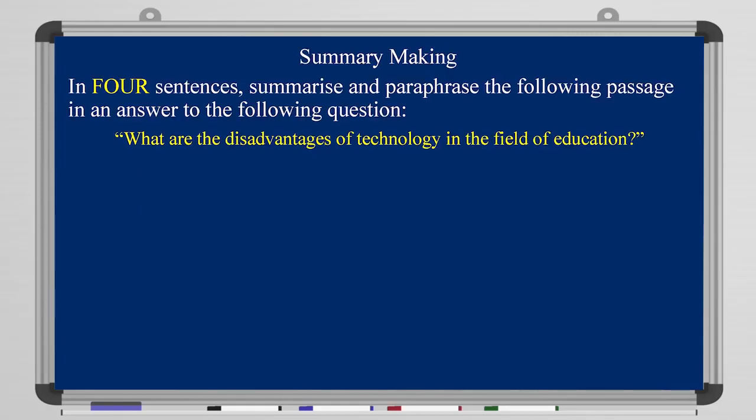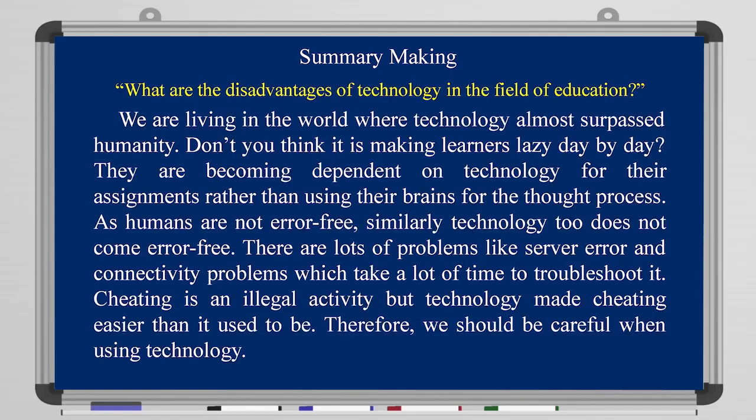The question is, what are the disadvantages of technology in the field of education? So if we look at the passage, we are living in a world where technology almost surpassed humanity. Don't you think it makes learners lazy day by day? They are becoming dependent on technology for their assignments rather than using their brains for the thought process. As humans are not error-free, similarly, technology too does not come error-free. There are lots of problems like server error and connectivity problems which take a lot of time to troubleshoot. Cheating is an illegal activity, but technology made it easier to be done. Therefore, we should be careful when using technology.